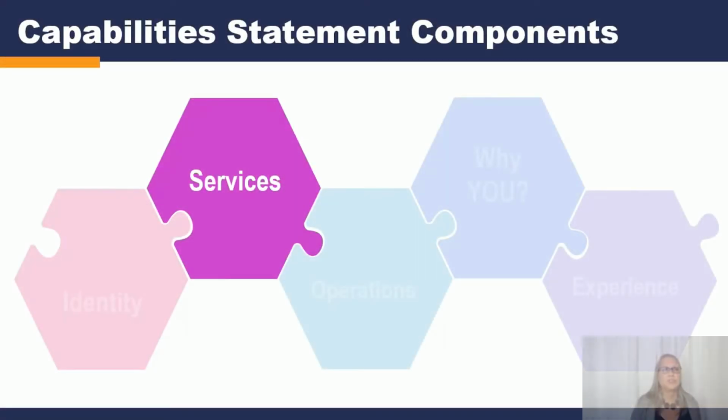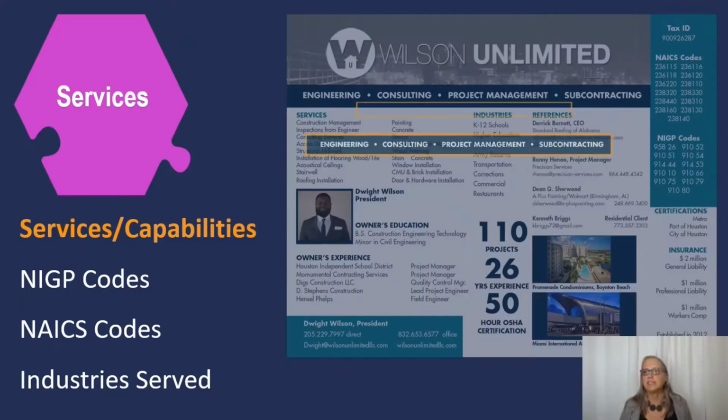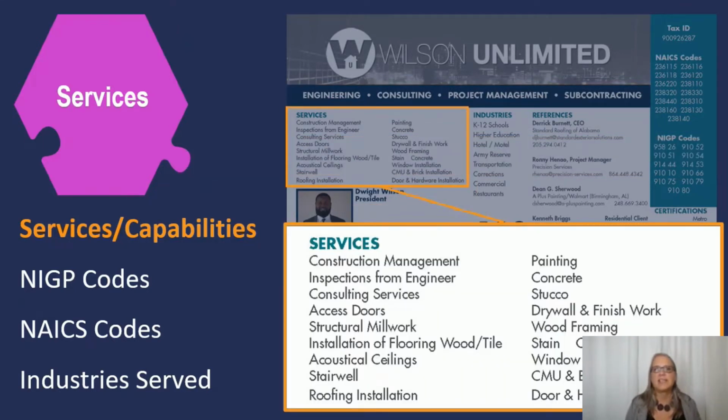So let's go into services, what it is your company does. Wilson Unlimited has this listed in several different ways. We have the high level services that he offers: engineering consulting, project management, and subcontracting. Then he goes a step further and breaks it down into smaller buckets, and he does all of these services as part of those large buckets.